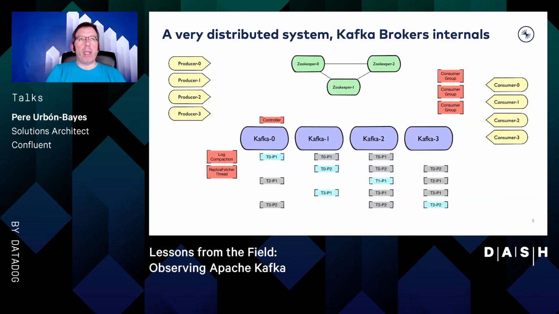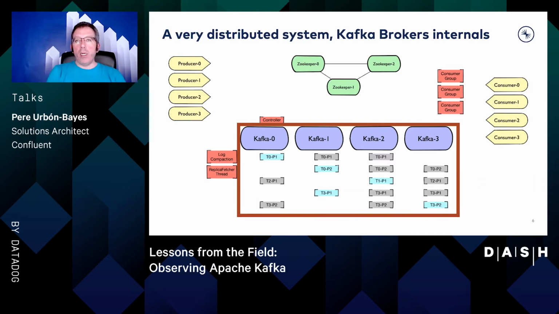Kafka internally is a highly distributed system. This is only the internals that are involved in the brokers. In here, in the red area, you can see the brokers. The brokers are represented in lilac color. They are the unit that stores your data.